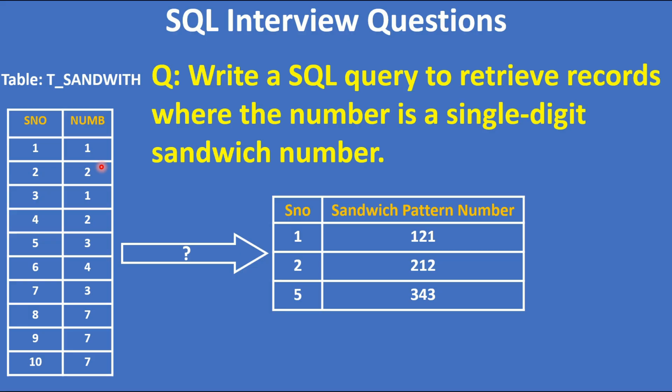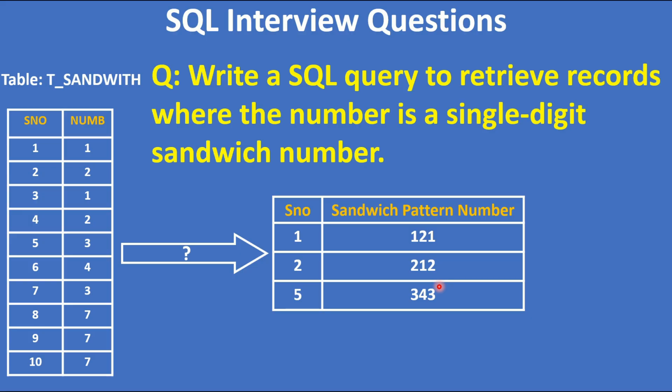From these numbers, we are going to find out the sandwich factor number. So this is the expected output: serial number and sandwich factor number. Serial number 1, 121, serial number 2, 212, serial number 5, 343. As part of this demo, I am going to execute the query in different databases like SQL Server 2022, Oracle Database 23ai, Snowflake, and Databricks.